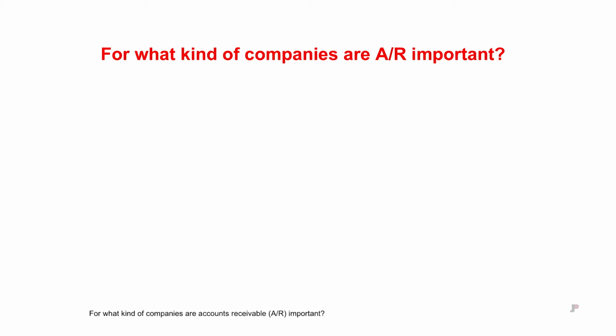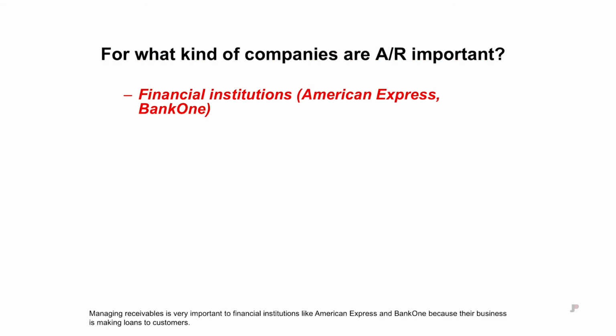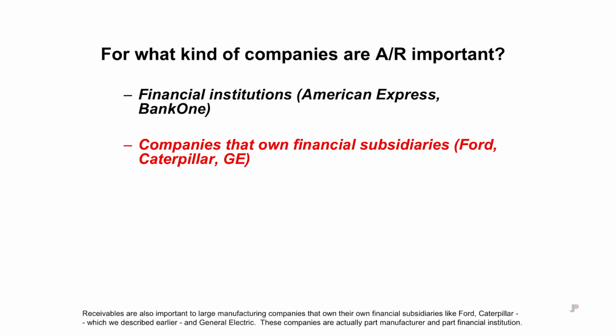For what kind of companies are accounts receivable important? Managing receivables is very important to financial institutions like American Express and Bank One because their business is making loans to customers. Receivables are also important to large manufacturing companies that own their own financial subsidiaries like Ford, Caterpillar, which we described earlier, and General Electric. These companies are actually part manufacturer and part financial institution.